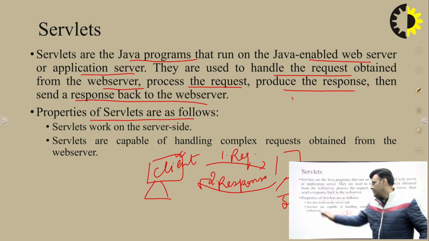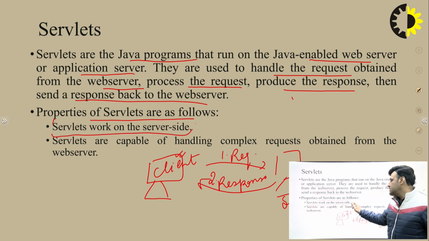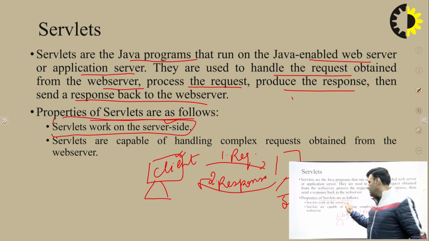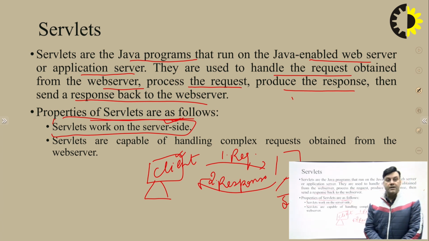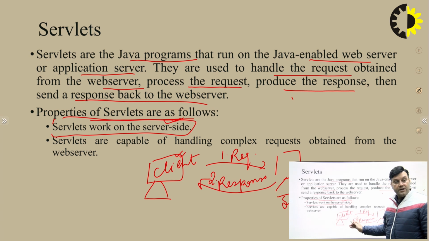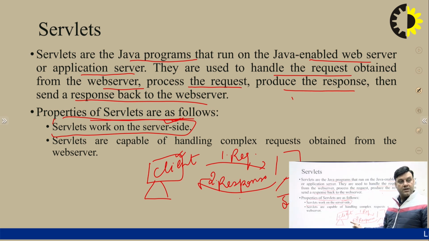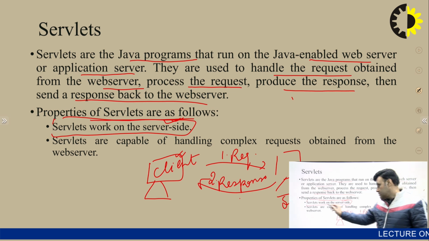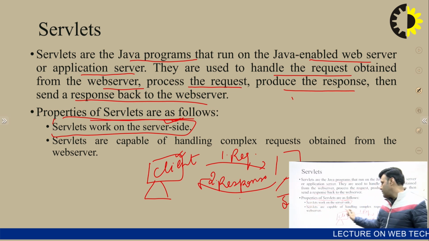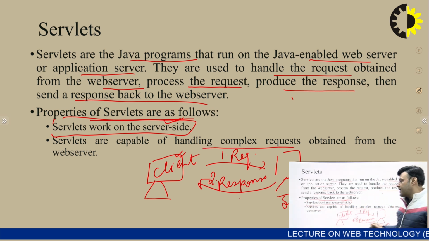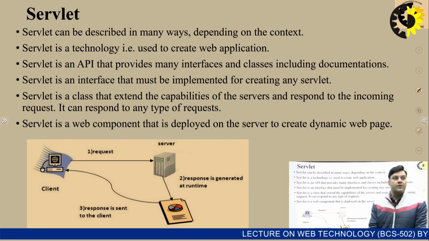Number 1, we all have to keep in mind that servlets work on the server side. This is very important, work on the server side, okay? So servlets are capable of handling complex requests, as I have shown in this diagram. There is a client server architecture, the client will send the request, and after processing the request, the server will send the response. So second important property: servlets are capable of handling complex requests obtained from the web server, okay?